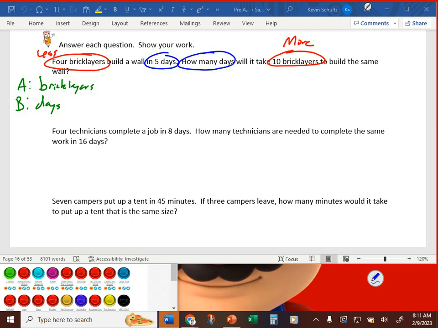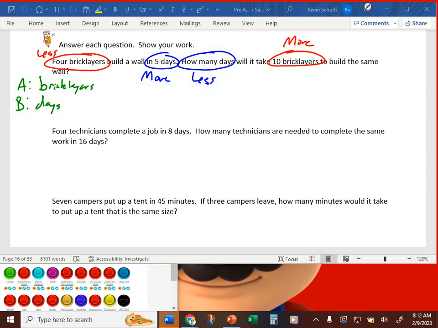Now here's where you gotta apply a little bit of logic. If 4 bricklayers take 5 days to build the wall, is the amount of time that 10 bricklayers take going to be more or less than that? Less, because you have more people helping, right? As one value goes up, the number of bricklayers, the time it takes to build goes down. Inverse proportion, right? So this is going to be our more, and this is going to be our less.